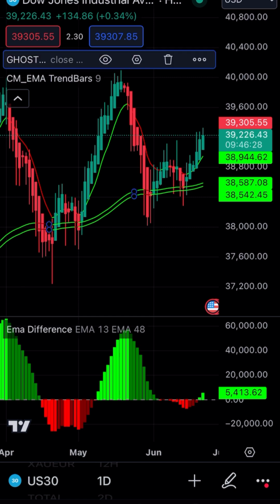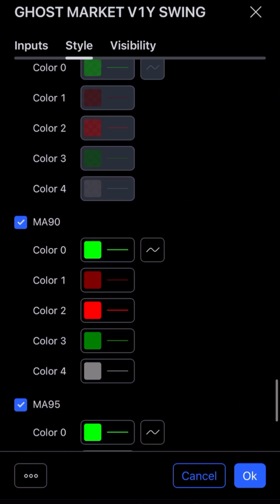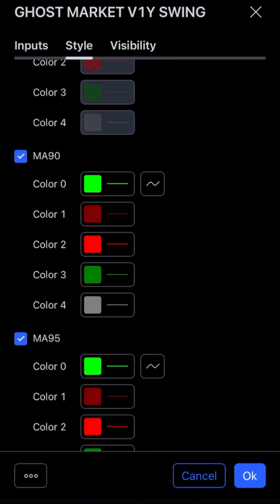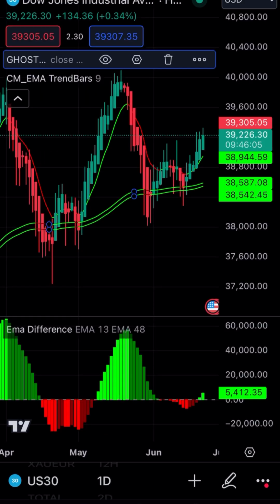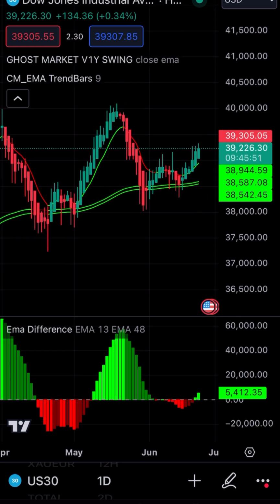I also have this with Ghost Market Pro. It's a paid indicator, so I basically check off everything except the last two, which give you your 9-9-0.95. This is basically where I learned the strategy, through Ghost Market Pro. I saw the 9-9-0.95 and I just figured out the formula through buying Ghost Market Pro. But you don't have to get Ghost Market Pro. You can get it with the CM EMA Trim Bars and put in 9-9-0.95. It's whatever your personal preference is.